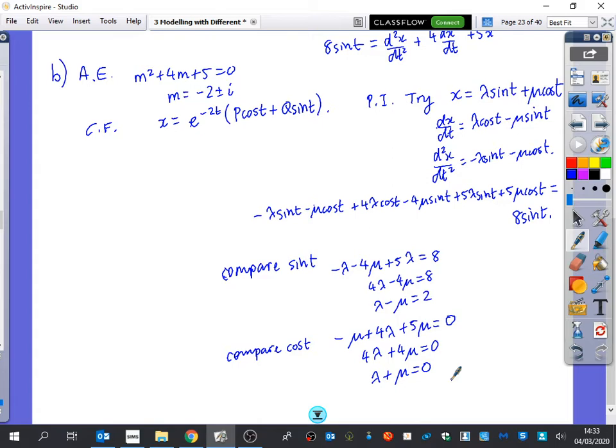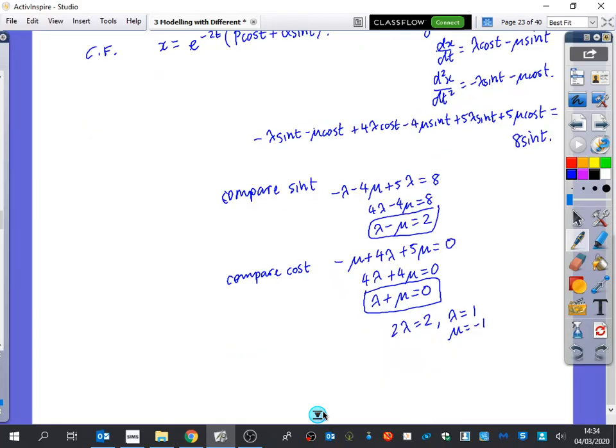What shall I do with these equations? This one here and this one. I can't even bother to get the calculator out, so I'll just add them together. So I get 2 lambda is 2, so lambda is 1, which means mu is minus 1. And then we put that in and add them to the complementary. So the particular integral is x equals lambda sine t, which is just sine t, plus mu, which is minus cos t. And then we add it to the complementary.